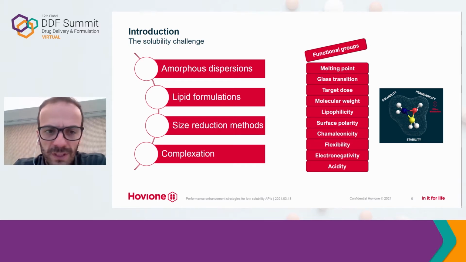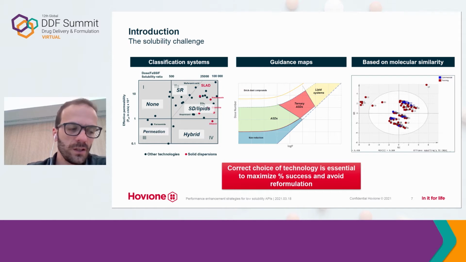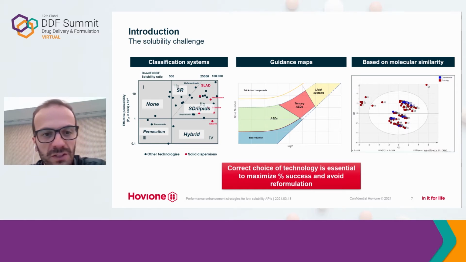The final platform has to take into account the molecular properties of the drug, and so on. There are multiple tools to aid in the selection of the optimal enabling platform. So the use of classification systems, such as the DCS shown here on the left-hand side, a modification of the BCS, can help define the level of enablement requirements. So differentiating between size reduction and solubility enhancement.